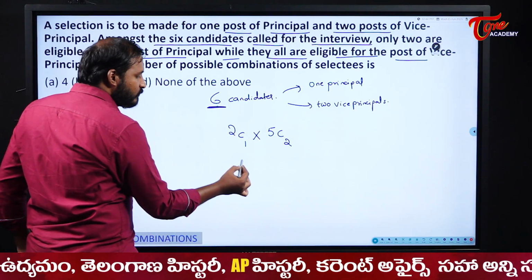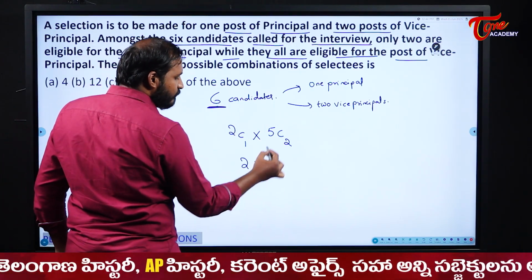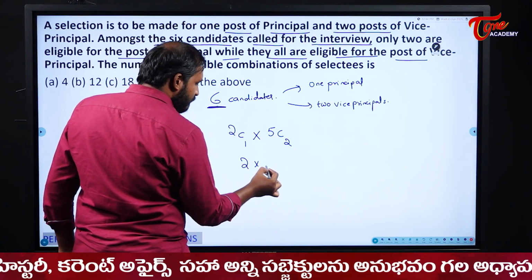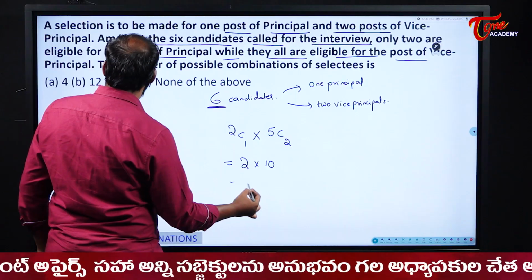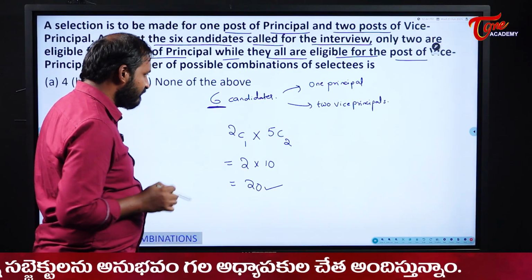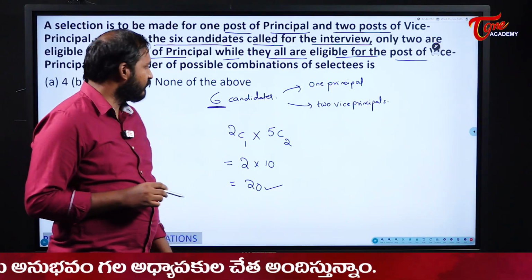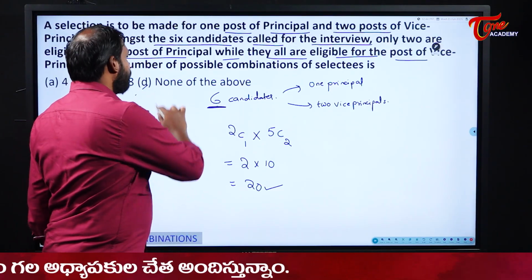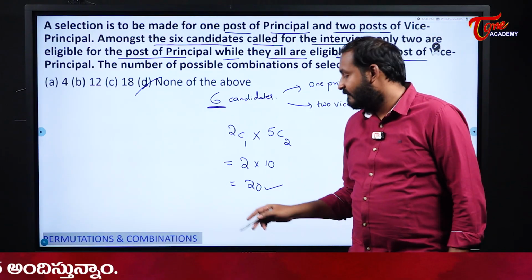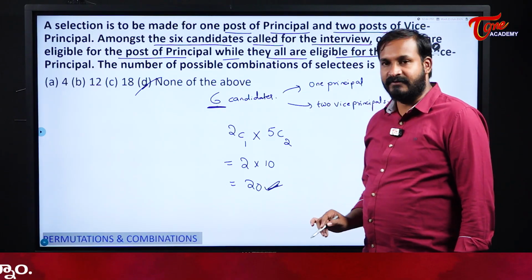Okay, now what will happen? 2C1 means 2. 5C2 means what, students? 5C2 is nothing but 10. So in how many ways can we do that? We can choose them in 20 different ways. So none of these will be our answer.